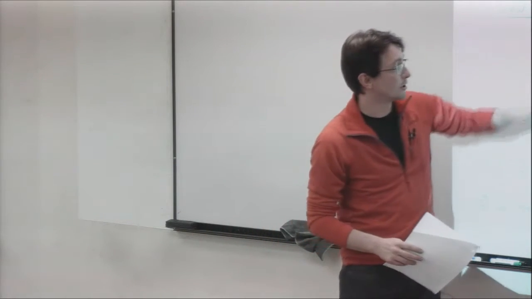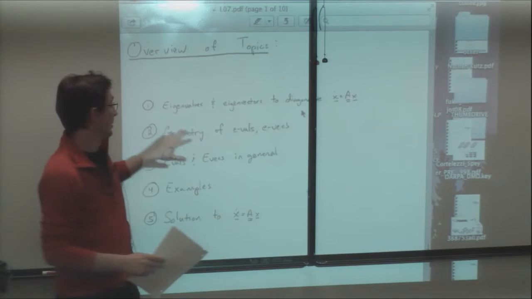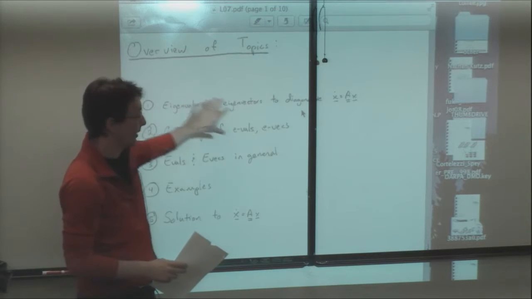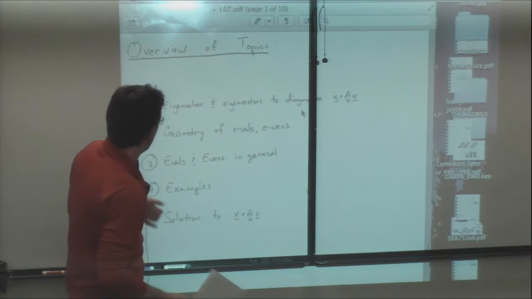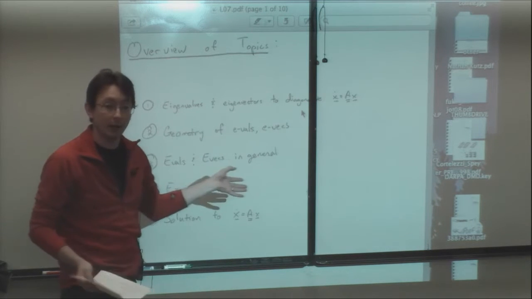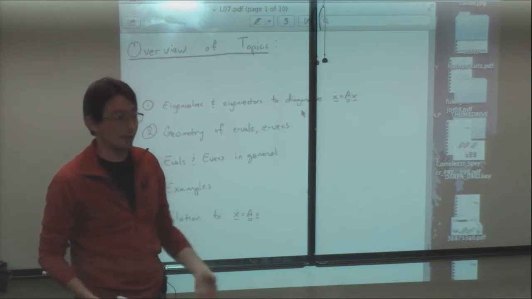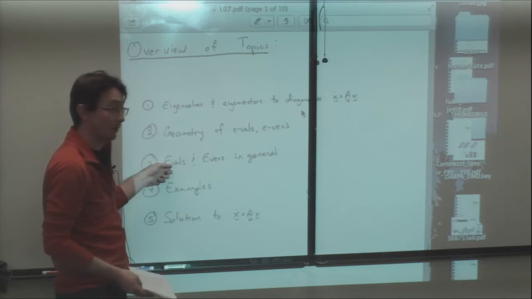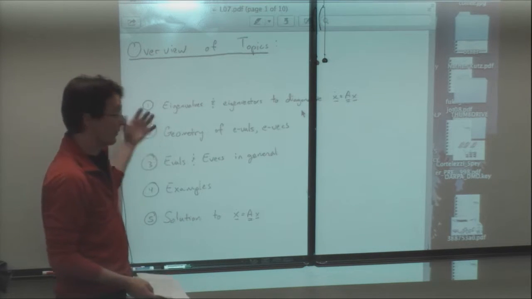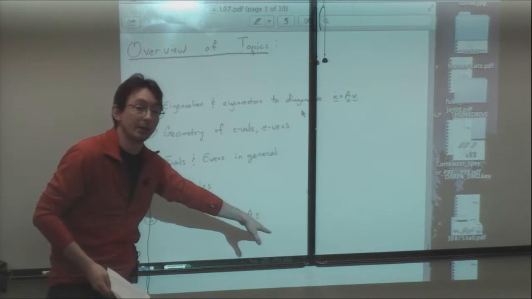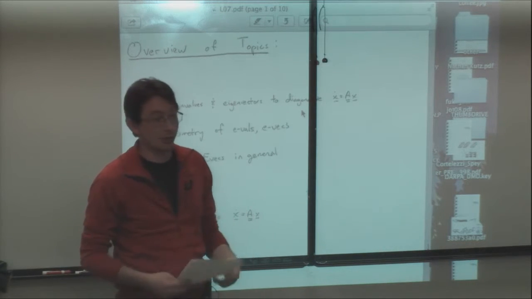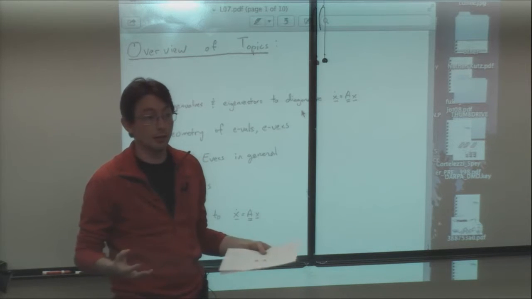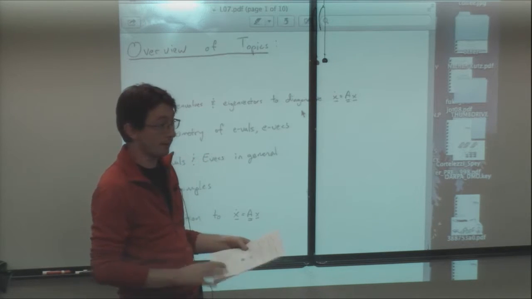Just a quick overview of what we're going to do today. I'm going to tell you more about eigenvalues and eigenvectors in the context of diagonalizing ODEs. We're going to look at the geometry of eigenvalues and eigenvectors, some methods for how to solve for them in general with some examples. And then we're going to get back to solutions of the matrix system of equations x dot equals Ax, thinking about phase portraits and what solutions to this ODE look like for different initial conditions.